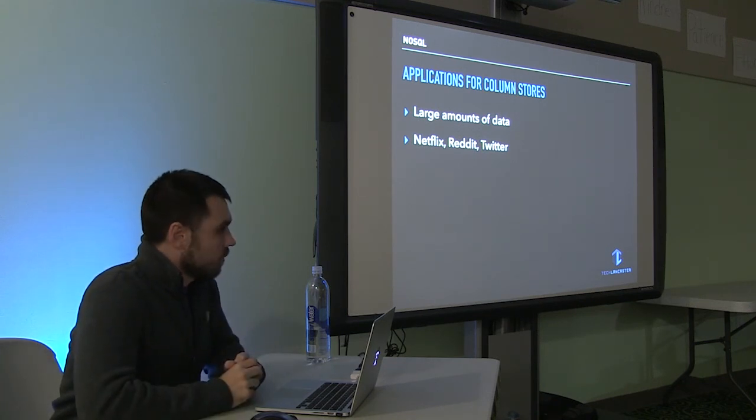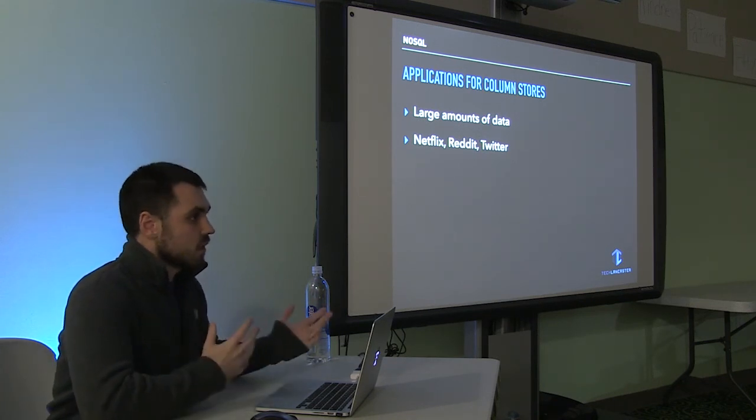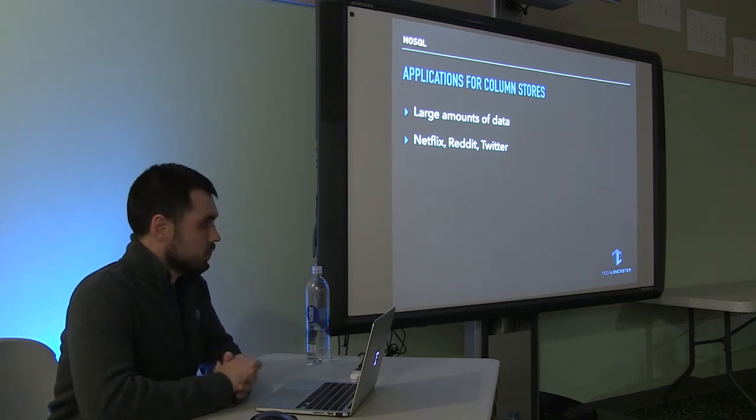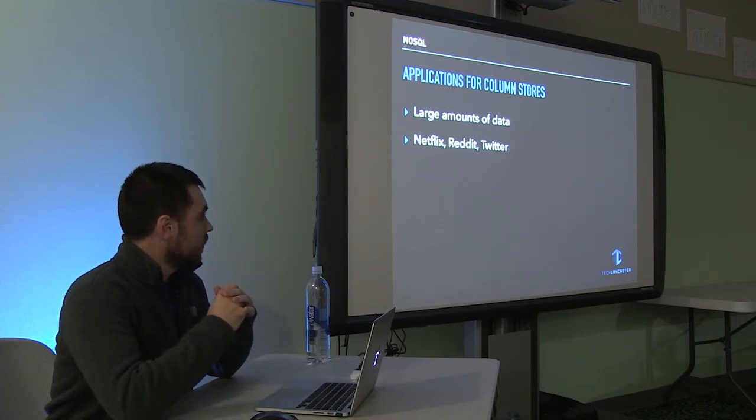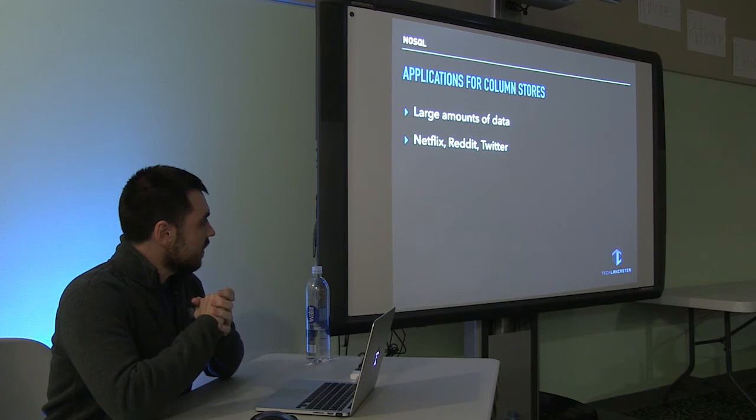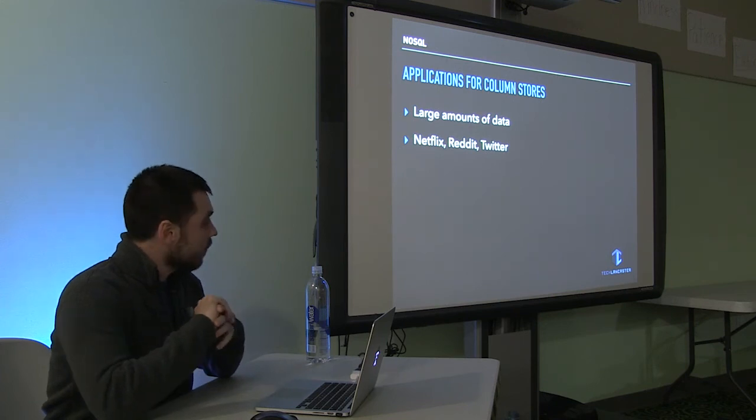And Reddit pretty much runs off of this concept. Netflix, all of their videos and movies are all packaged into these column families in rows. And Twitter does it. I think they do it for like messaging or something, I can't remember.